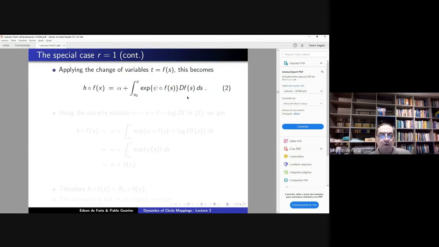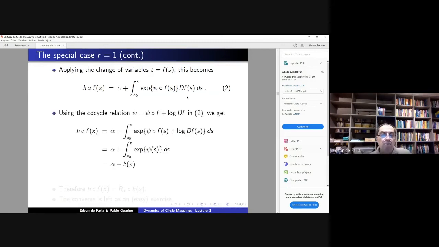And now you simply observe that the derivative of f calculated at s is the exponential of the logarithm of the derivative of f, and you can use the coboundary equation, or the cocycle relation, I should say: psi equals psi composed with f plus the logarithm. So you write this integrand in the way you see here in the first line of this last expression, and that's of course because you have the cocycle relation. This reduces to alpha plus the integral from x naught to x of the exponential of psi, but that's exactly the definition of what H of x is. So in the end, what you get is this conjugacy equation.